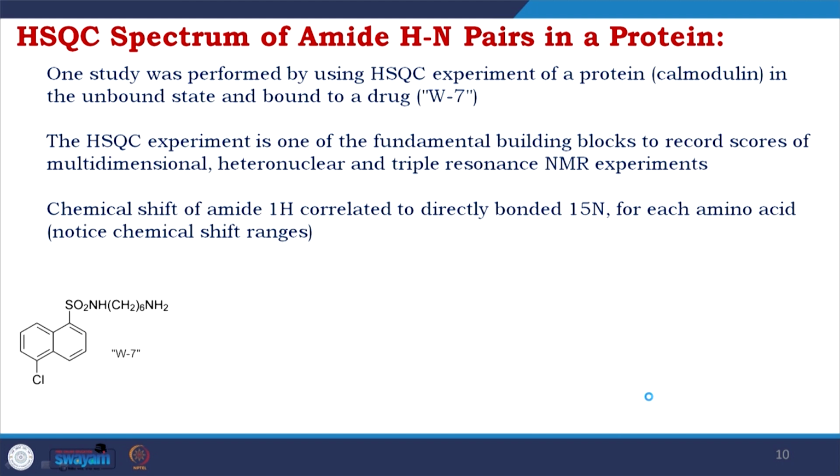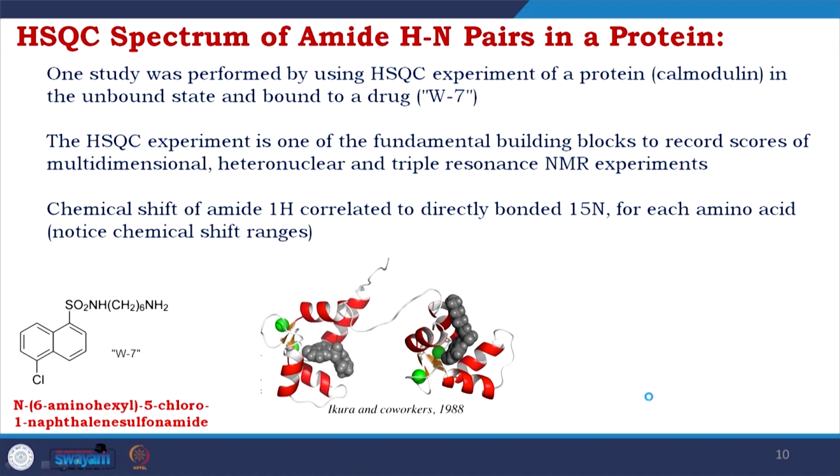So, this is the drug W7, which is also called N6 aminohexyl 5 chloro 1 naphthalene sulfonamide. So, this is a typical sulfonamide. If you know, sulfonamides are typically used for inhibiting the folate biosynthesis pathway. So, this drug is bound to calmodulin.